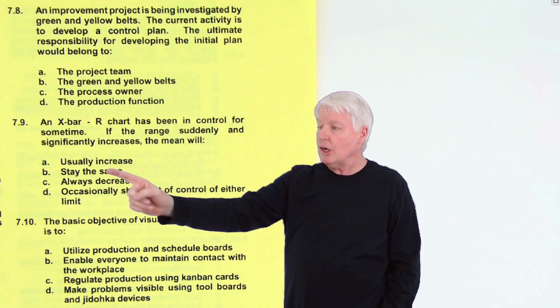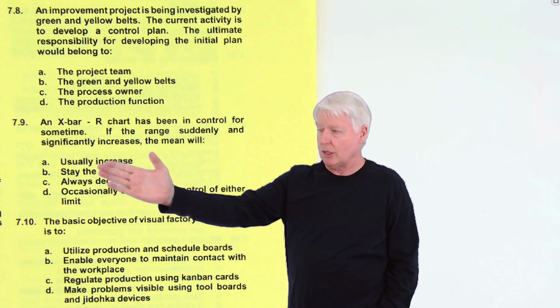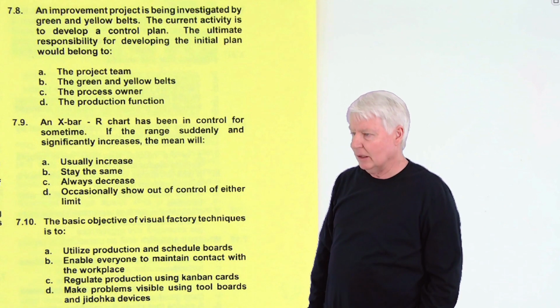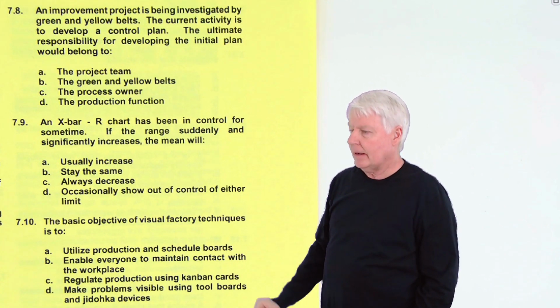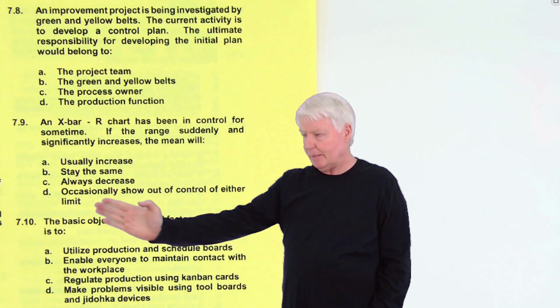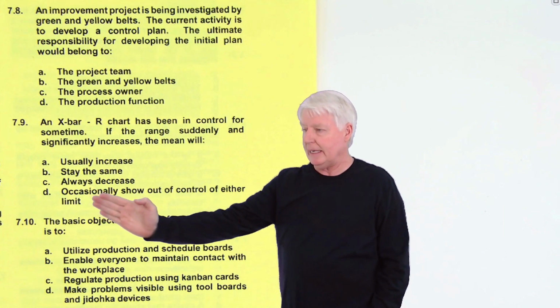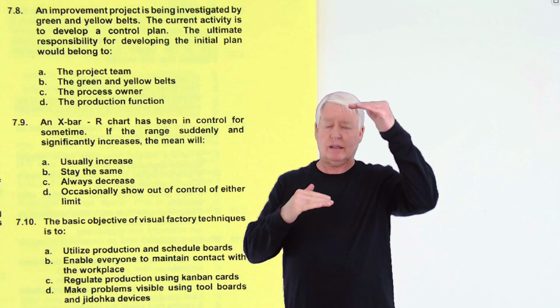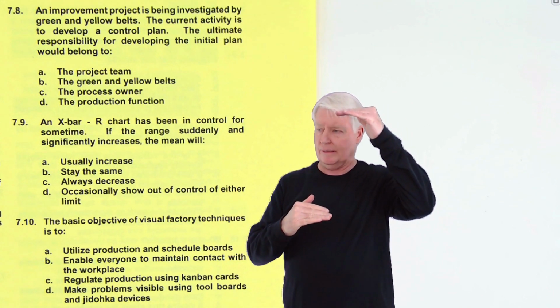So if I had to choose between A, B, and C, I would choose A just because it's not an absolute. Okay, but I don't think it's going to be A, B, or C. I think it's probably going to be D. Occasionally show out of control of either limit. Yes, so it'll occasionally go outside the control limits.